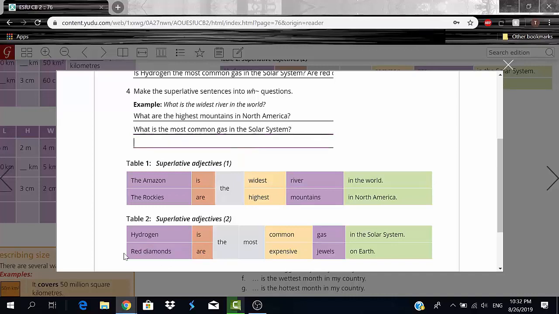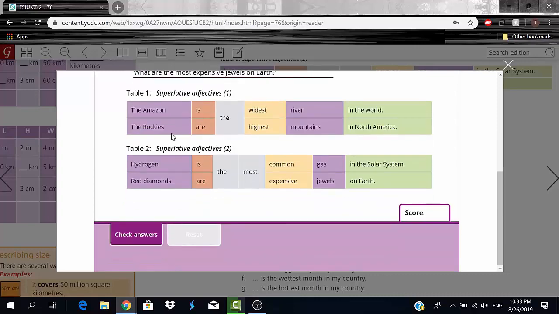And finally, we have red diamonds are the most expensive jewels on Earth. So for that, we'll probably say, what are the most expensive jewels on Earth? And let me put that in capital, Earth. Okay? So what are the highest mountains in North America? What is the most common gas in the solar system? And what are the most expensive jewels on Earth? Okay? So now that we're done with that, let's move on.